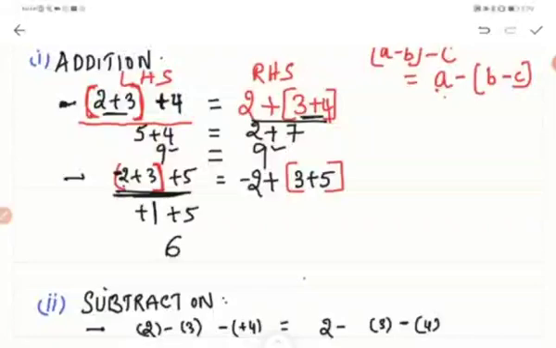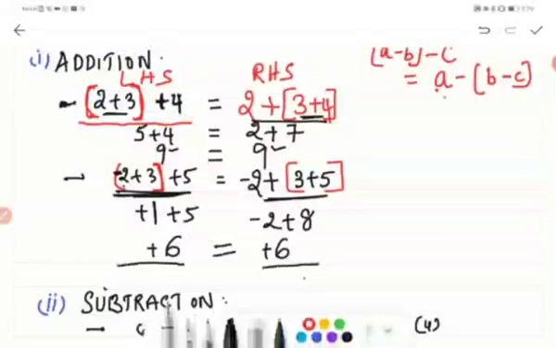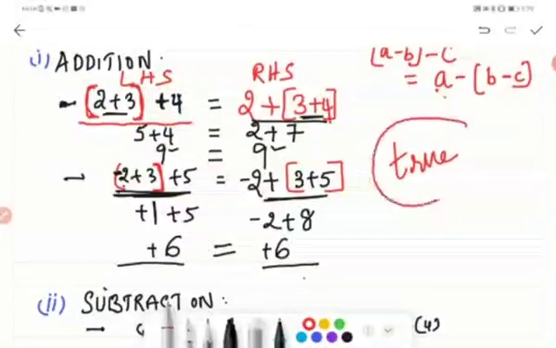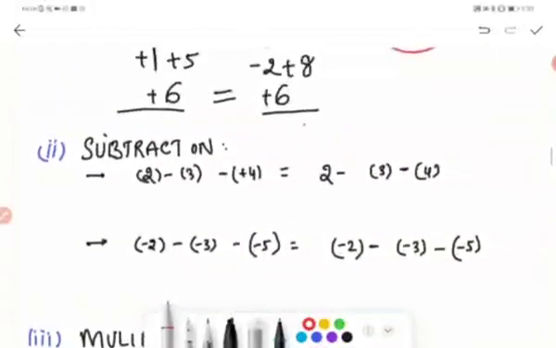Okay, now check on the right hand side. It is minus 2 plus 5 plus 3 is 8, right? 8 minus 2 is how much? 6. Is it plus 6? Yes, it is plus 6. So 6 on the left hand side and on the right hand side again you got the same number. So if you try for all the possibilities, the associative property under addition is true. Okay students, now let's move on to subtraction.